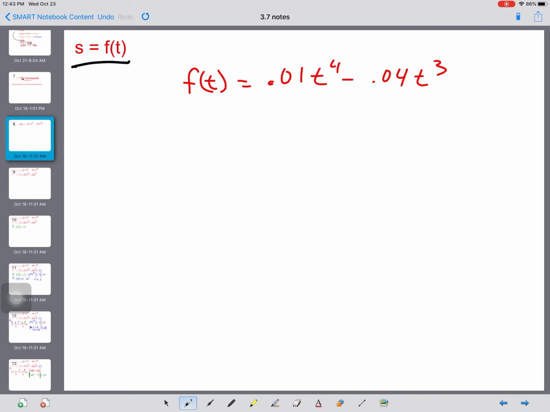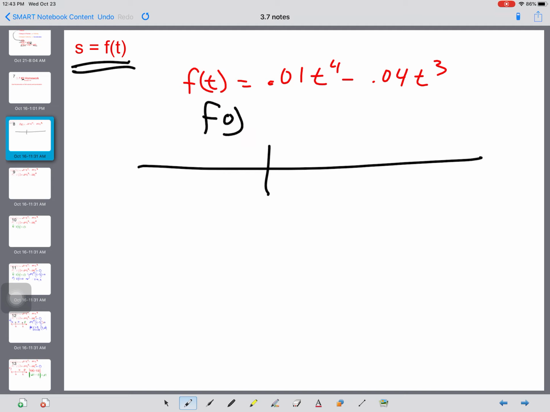So this function is defining a position of some molecule or some object. Now you can think of that position as just describing it back and forth on the number line. Now notice if you take f of 0, if you put 0 in there, you get 0. So at time 0, this object is at 0. As time progresses, this function will define where the object is, whether it's to the right or to the left.